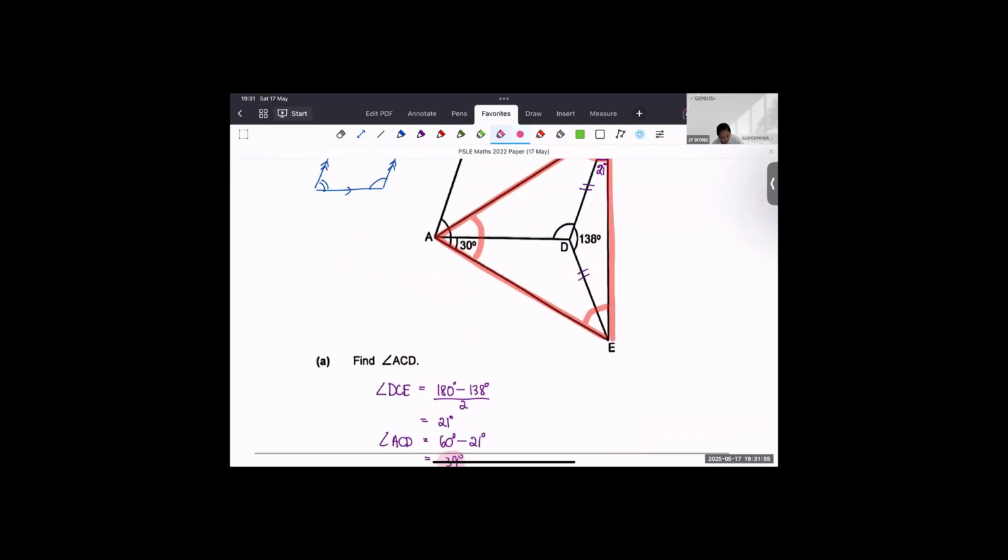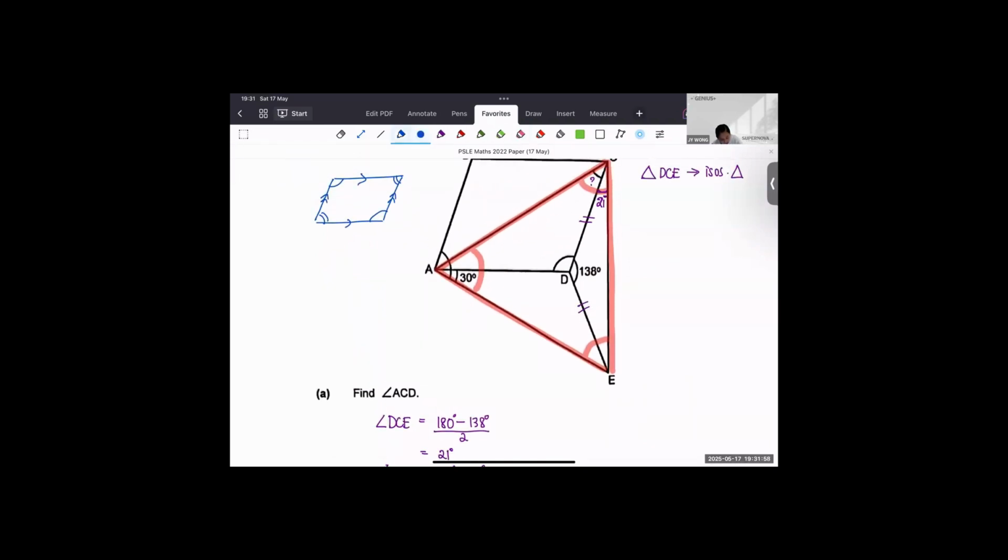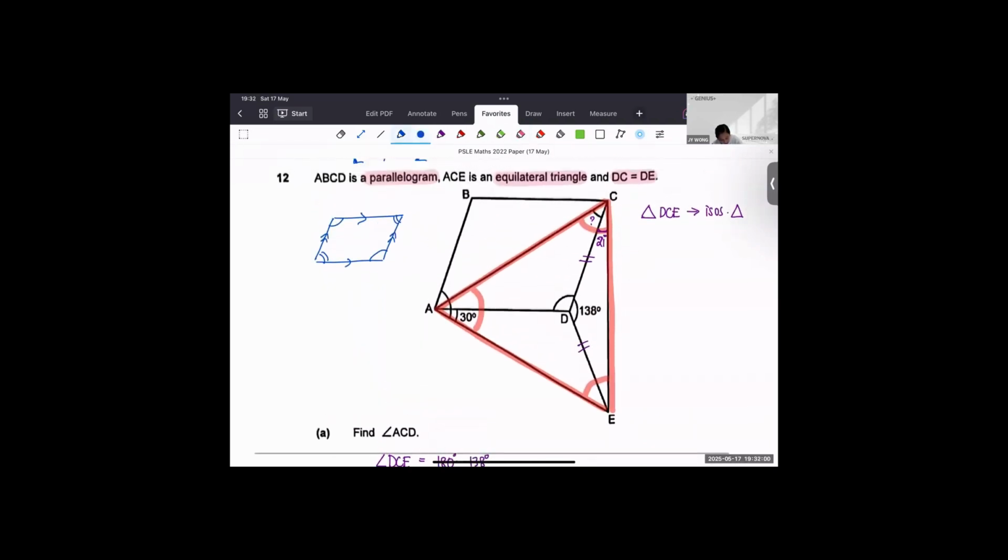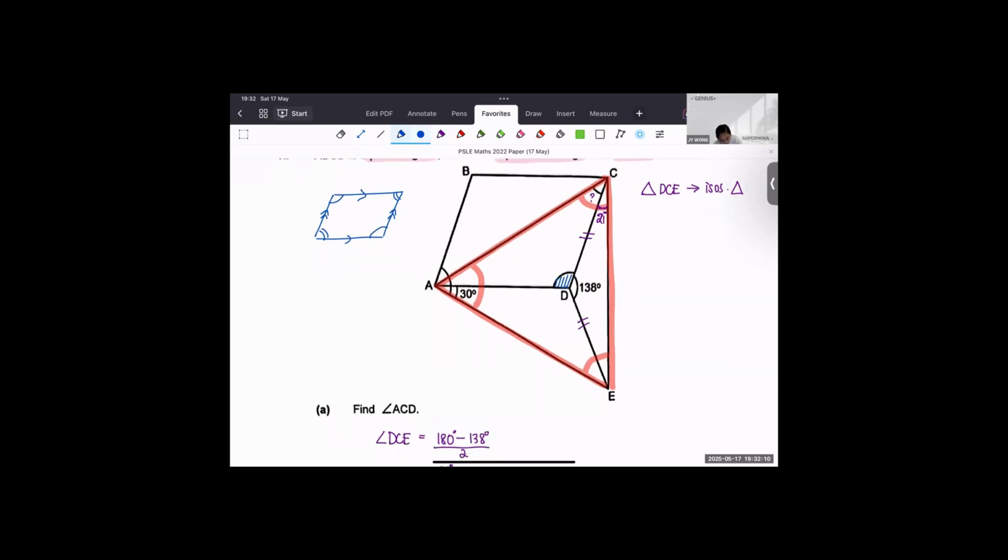Okay. Next, CDA. Where's CDA? So CDA is here. How can I find CDA? So to find CDA, you already know this angle. What was this angle that we found just now? This was 39 degrees. So it's a triangle. So if you can find this angle, which is here, then you will be able to use the sum of angles in a triangle to find out CDA.